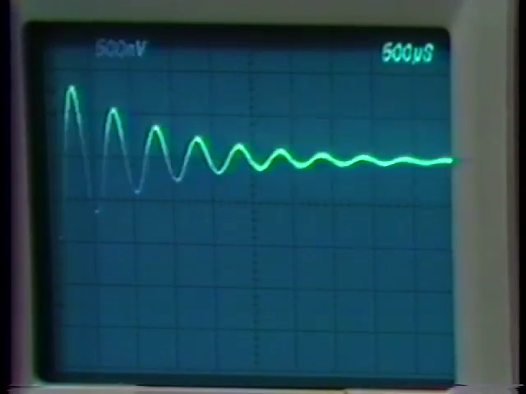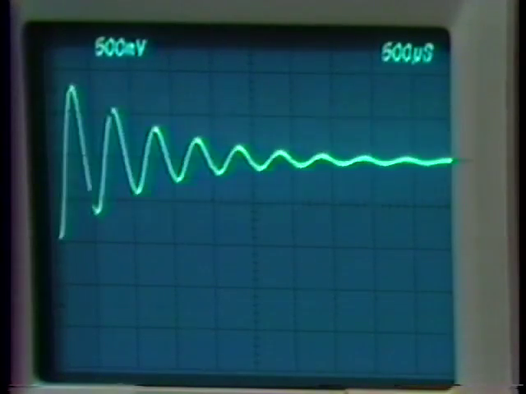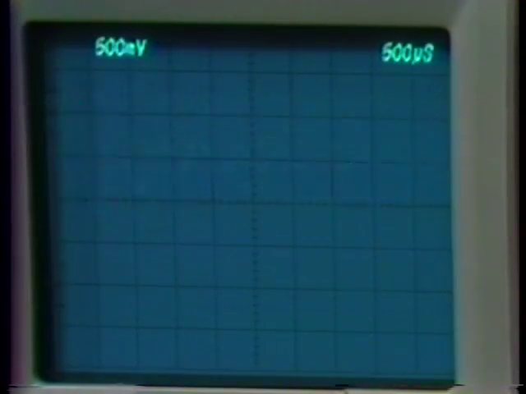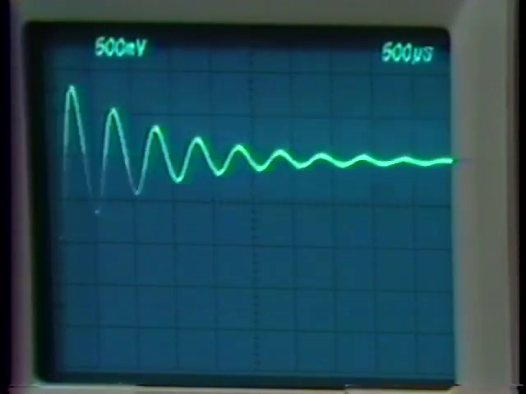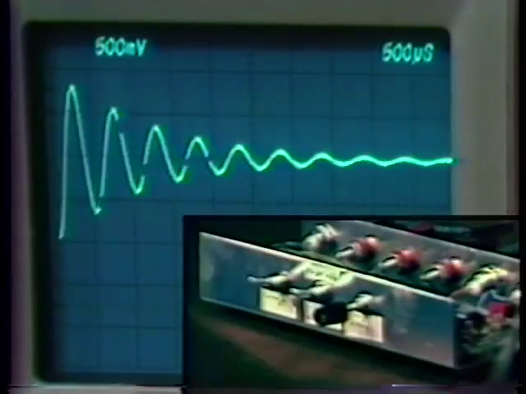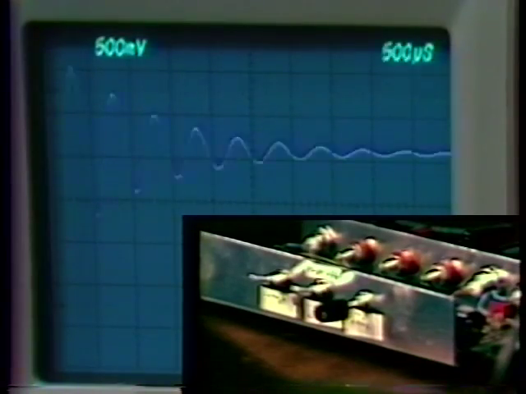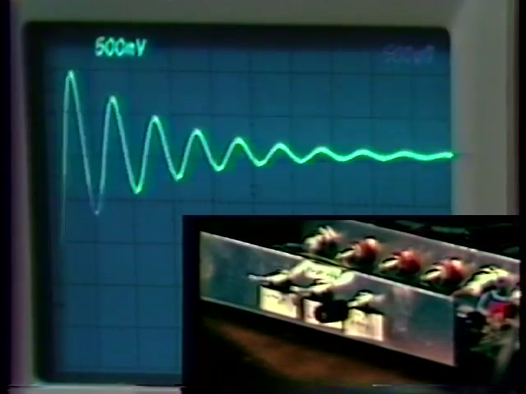We're now at 500 microseconds per division. The frequency of the ring on our response is just about a division, so crossover now is about 2 kilohertz. That corresponds to the A0 of 80. And again, the system shows a fair amount of overshoot corresponding to the low value of phase margin.